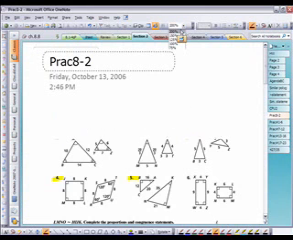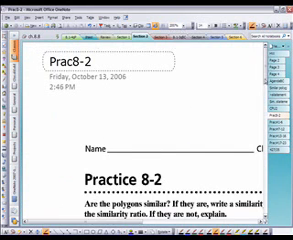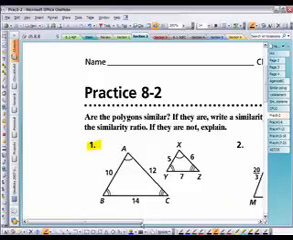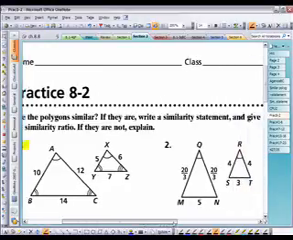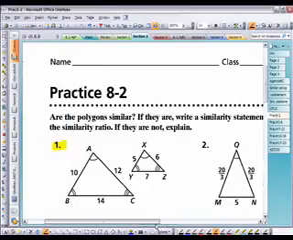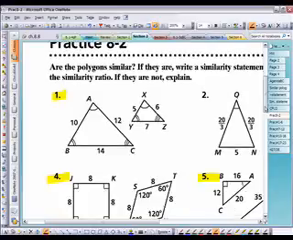Okay, so in these first problems, you are supposed to find out first, are the polygons similar? And if they are, you write a similarity statement and give the similarity ratio, and if not, well, why not? And the way to figure out if they're similar, well, first of all, corresponding angles are congruent. 1 arc, 2, 2, 3, 3.